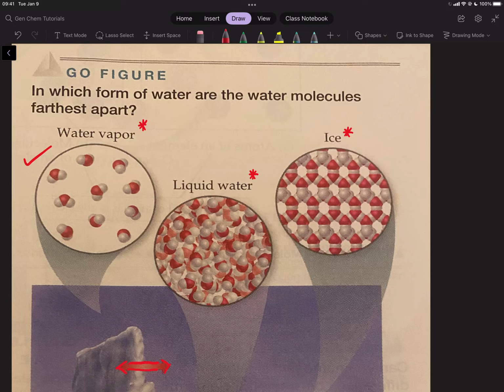Ask yourself the opposite question: in which form of water are the water molecules closest together? And if you had that question, we can see that it looks like liquid water based on the picture. And if we were looking for where the water molecules have the most order or structure, we would say ice.